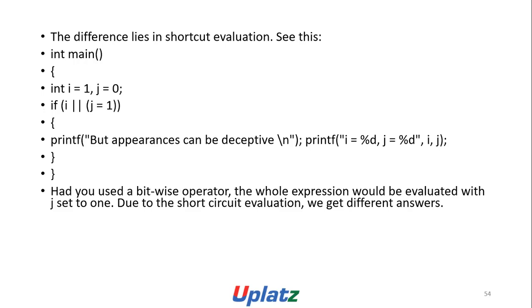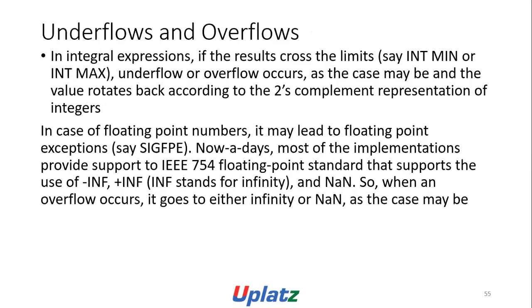See this: int main() { int i = 1, j = 1; if (i != j || !(j = 1)) printf("..."); but appearances can be deceptive. printf("i = %d, j = %d", i, j); Had we used a bitwise operator, the whole expression would be evaluated, with j set to 1. Due to short circuit evaluation, we get different answers.